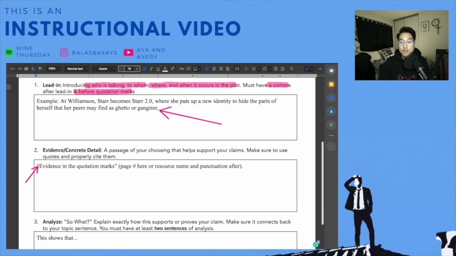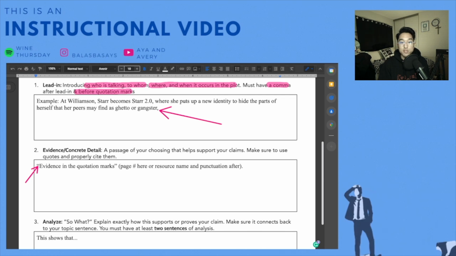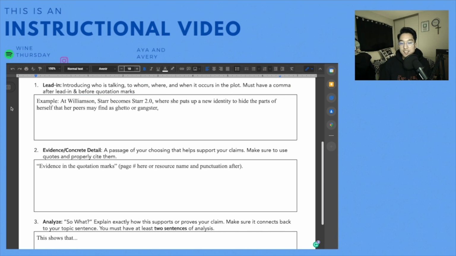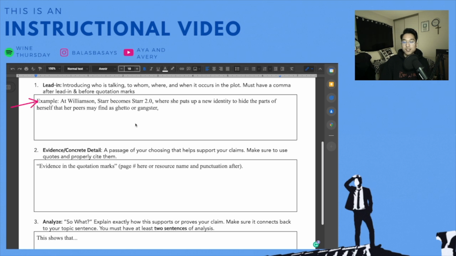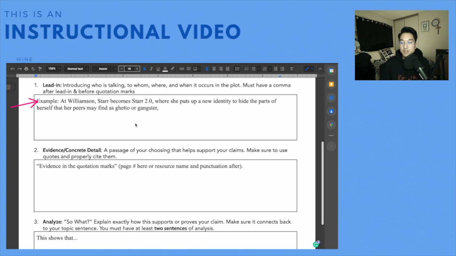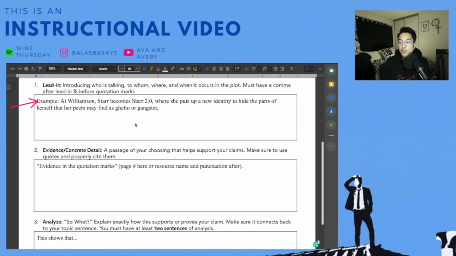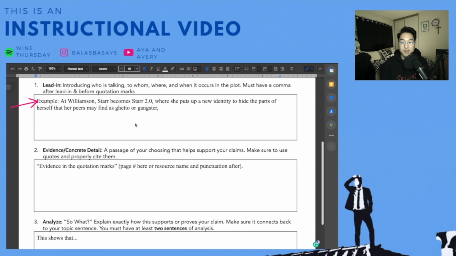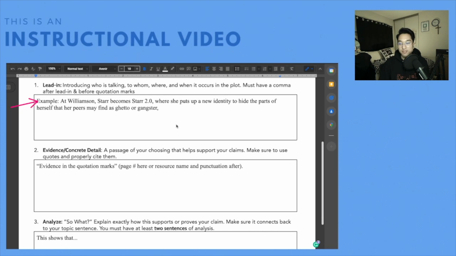The purpose of a lead-in is to give some context to your reader. Sometimes the reader may not have read the book that you're writing about. This is why you need a lead-in. Again, to provide context for your reader. In this example of The Hate You Give, the writer says, at Williamson, Star becomes Star 2.0, where she puts up a new identity to hide parts of herself that her peers may find as ghetto or gangster, comma.